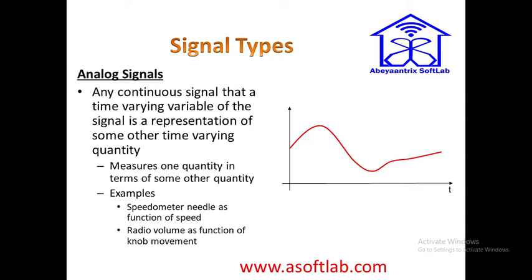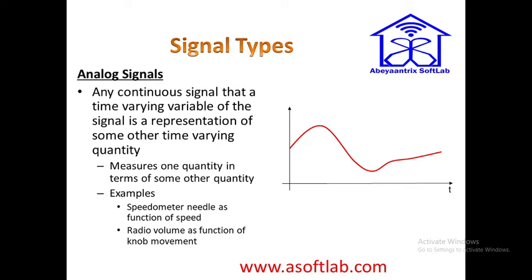For example, an analog signal, you can say the speedometer needle. The speedometer needle will vary according to the speed of your vehicle, or basically the speed of your motor. Like that, you can use analog signals. And radio volume as a function of knob movement. When you are moving the knob, the particular signal will be changed. So these are examples for analog signals.